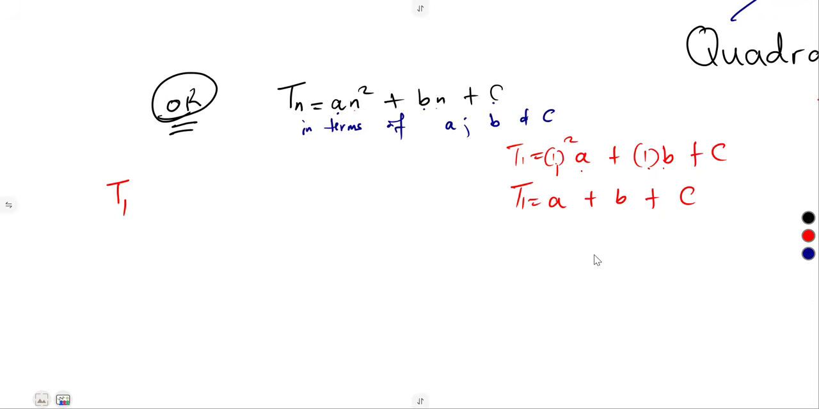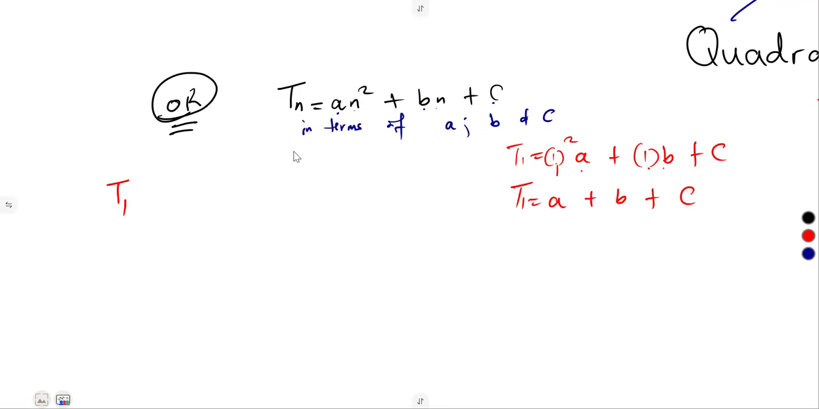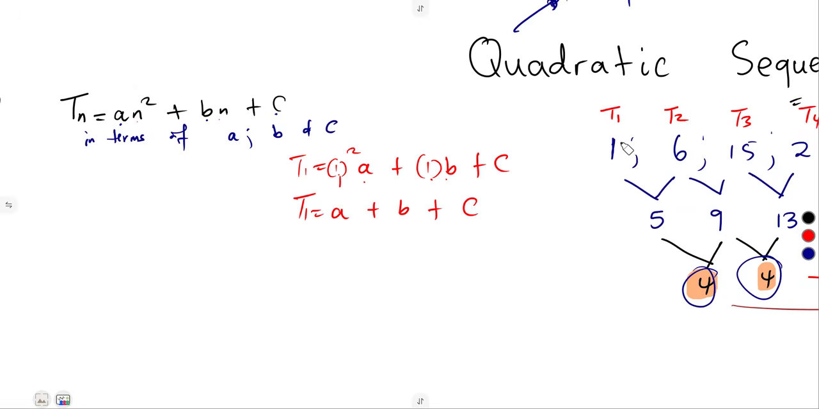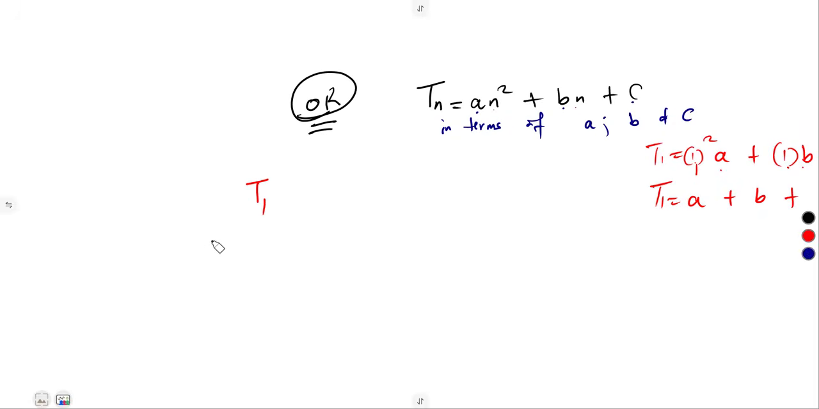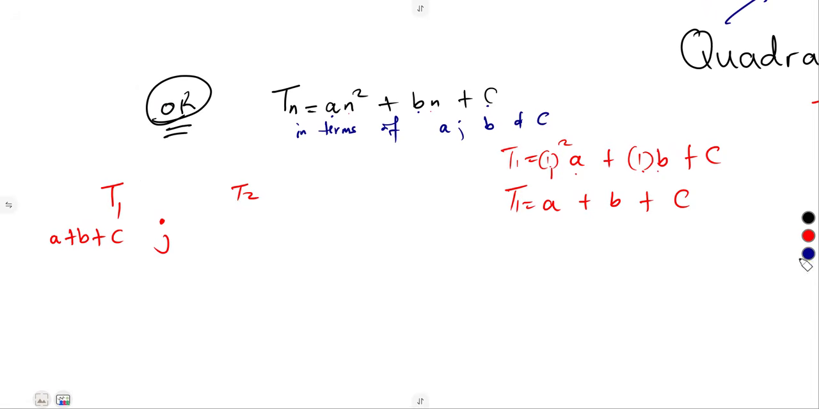So it follows that using the quadratic equation, we can substitute and have the first term of the sequence. Our first term, just like this one that was given as 1, here it is given in terms of a, b, and c. So it's going to be a plus b plus c. Like I said, it's not going to make sense for now, but it will later on. Let us move on to the second one.